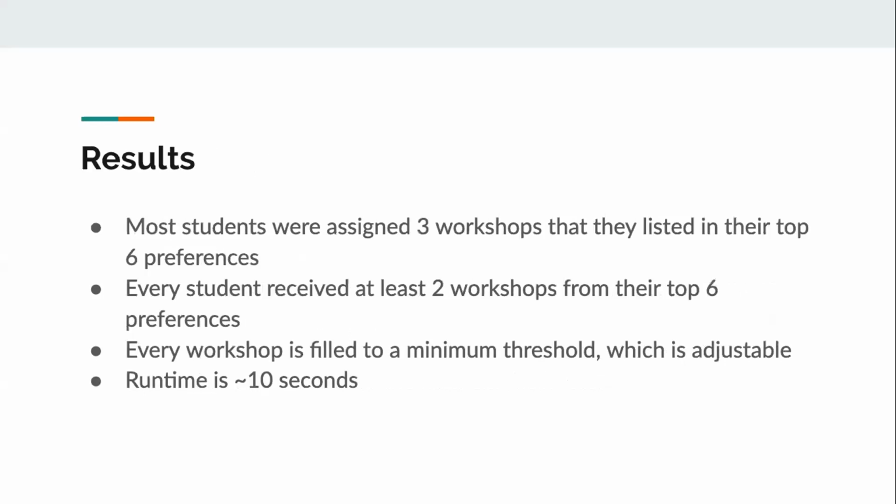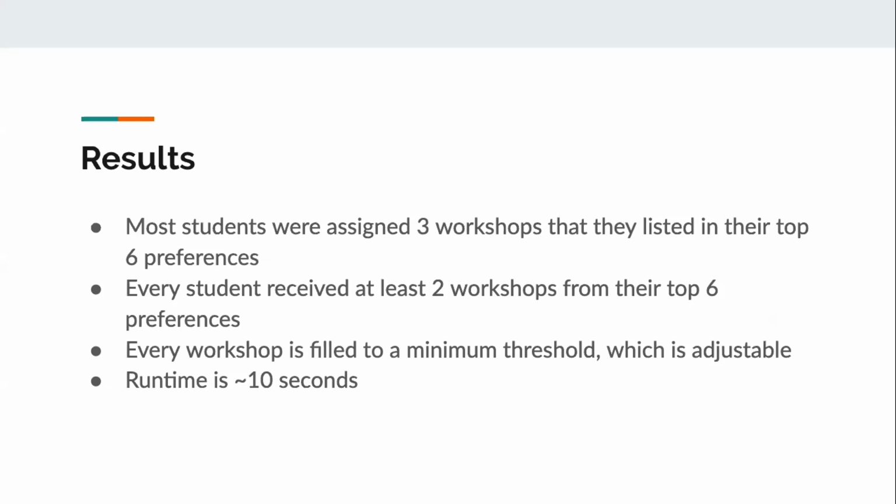Next slide. So how did this work? What were our results? After running this algorithm and making tweaks to it where necessary, we found that almost all of our students were assigned 3 of their workshops that they listed out of their top 6 preferences. So most students got everything, not necessarily their top 3 choices, but all 3 of the workshops that they were assigned to were ones that they listed as they wanted.